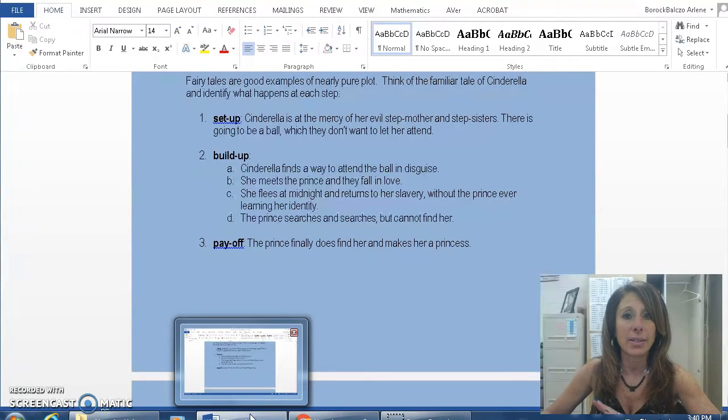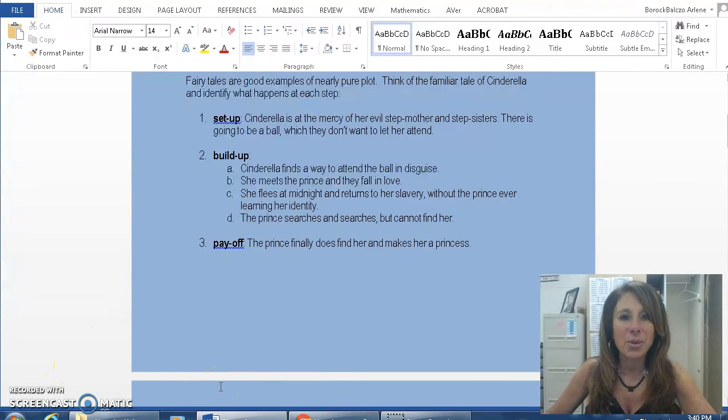Let's take a look at the story Cinderella, because fairy tales are a great example of nearly pure plot. So we all know the story of Cinderella. First, you have the setup. Cinderella is at the mercy of her evil stepmother and stepsisters. And there's going to be this ball, a ball where a prince is going to choose a bride, his princess. And they don't want her to go to that ball, but she wants to go.